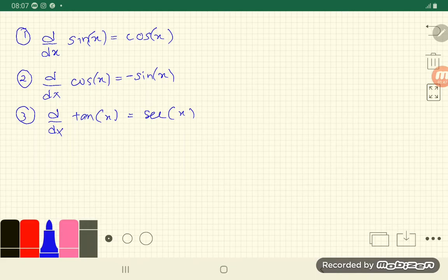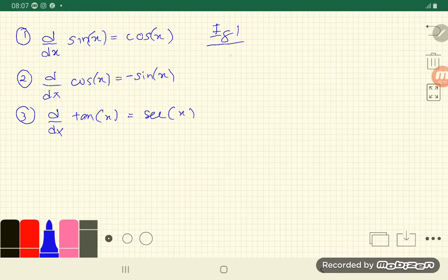The value of x can be represented in terms of degrees, or sometimes it will be written in the form of radians. Okay, so based on these 3 formulas, we are going to see how to deal with examples of differentiation. Let's go for example number 1.